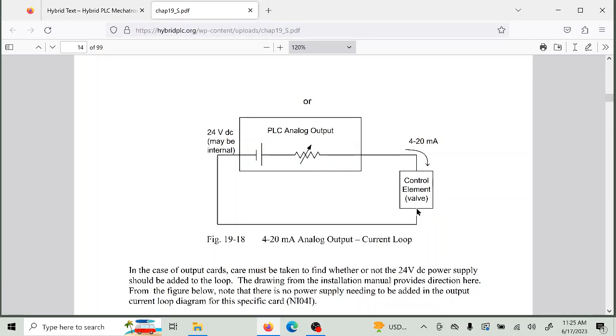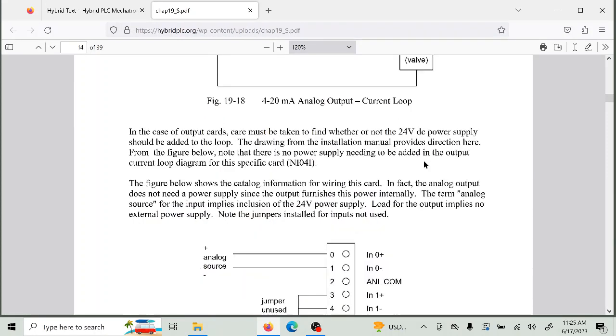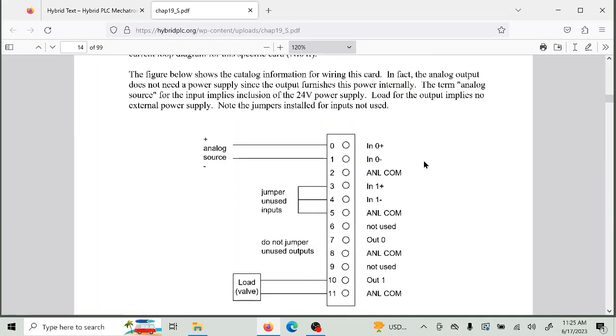And that goes to the 4 to 20 milliamp output, the control valve, or it might go to a variable speed motor. Whatever it goes to, this is a signal that can vary. It's an analog signal that can vary. The inputs and the outputs that are not used are typically jumpered out. Again, read the instructions for the specific book or the specific card that you're dealing with, because many times you have to jumper them out.